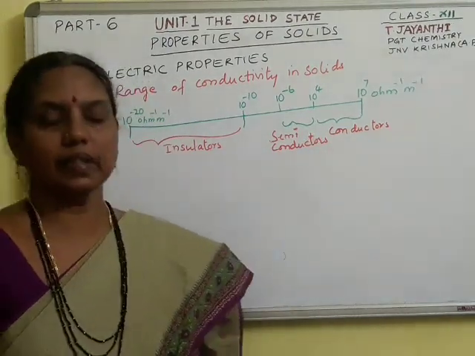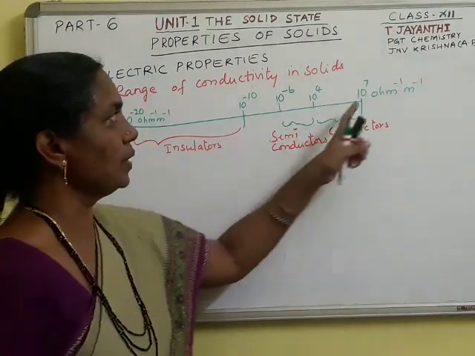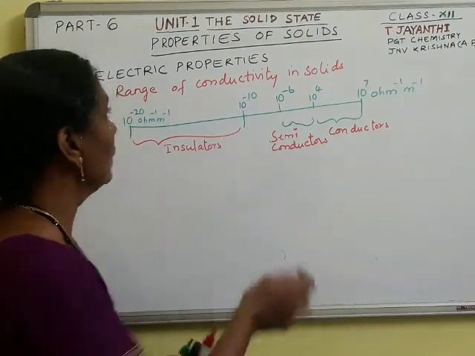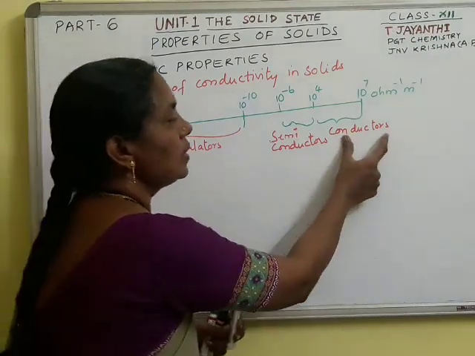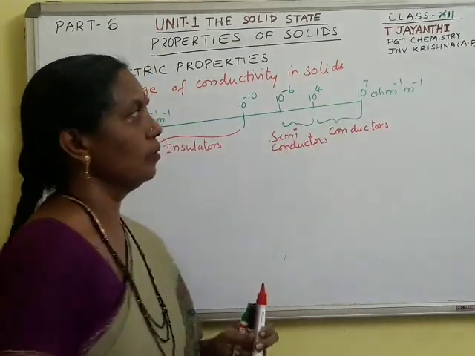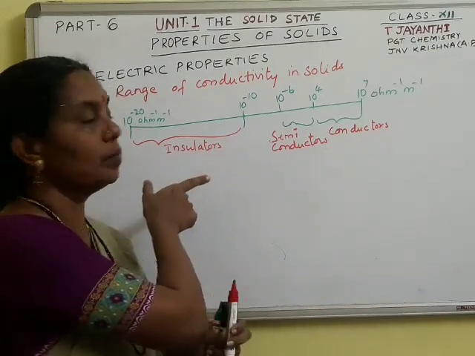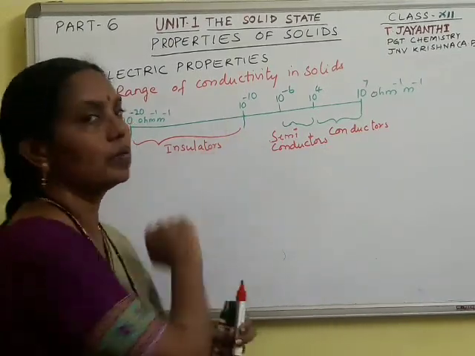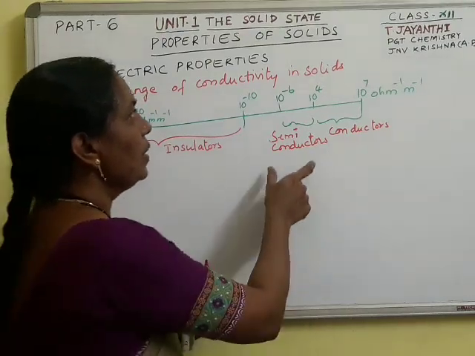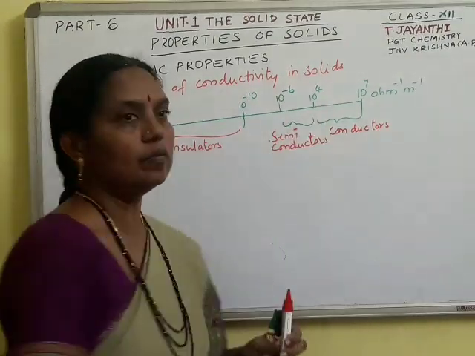Solids conductivity ranges from 10 to the power of minus 20 to 10 to the power of 7 ohm inverse meter inverse. The conductor's conductivity is from 10 to the power of 7 to 10 to the power of 4 ohm inverse meter inverse. For insulators it is from 10 to the power of minus 20 to 10 to the power of minus 10 ohm inverse meter inverse. And for semiconductors it is from 10 to the power of minus 6 to 10 to the power of 4.